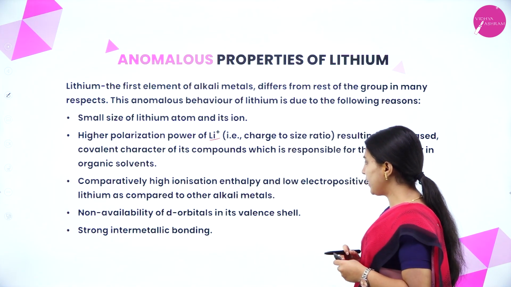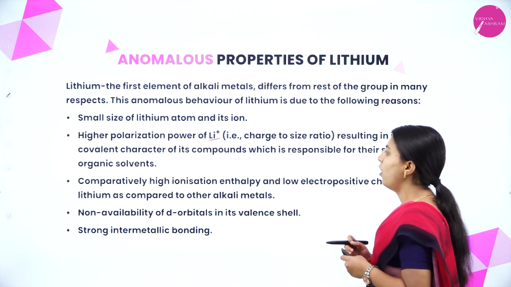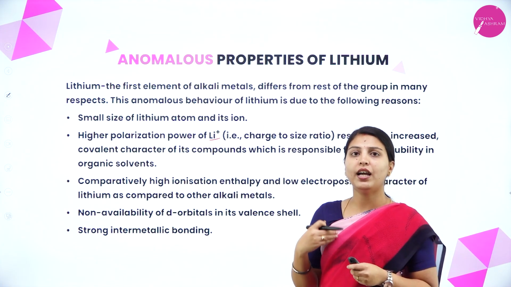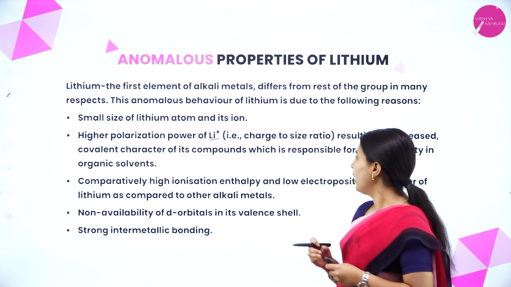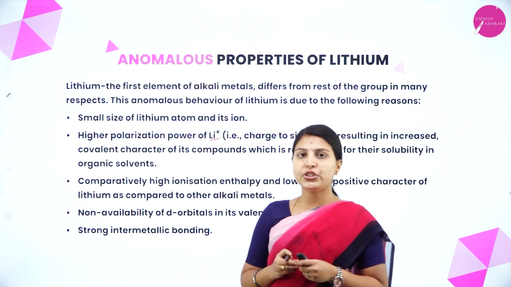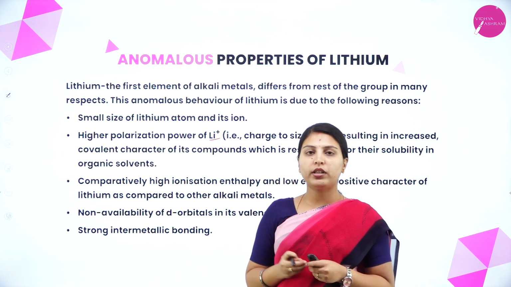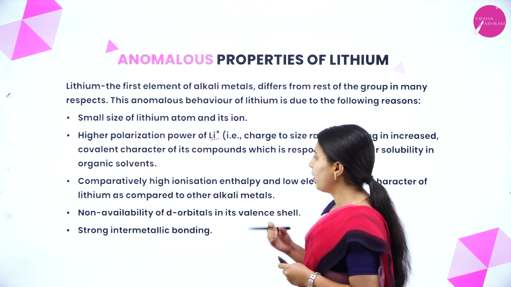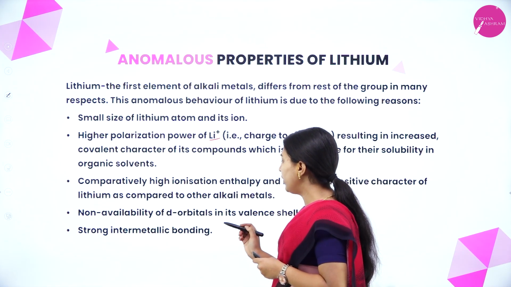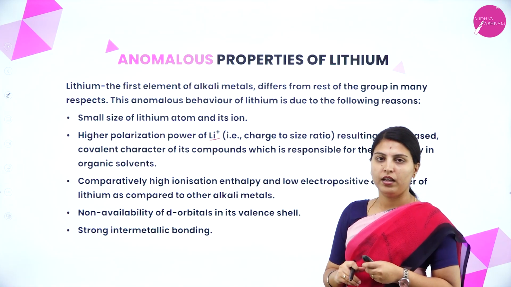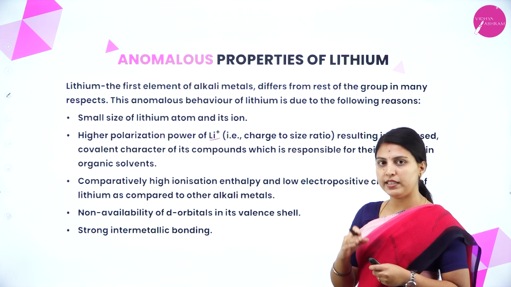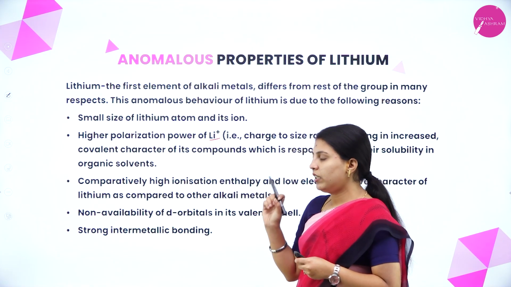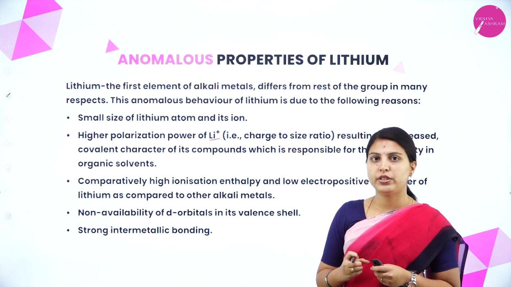Comparatively high ionization enthalpy and low electropositive character of lithium as compared to the other alkali metals. It has high ionization energy and is less electropositive. Usually we say alkali metals have more electropositive nature, but lithium has low electropositive nature. It is one of the reasons. Non-availability of d orbitals in the valence shell. Here d orbitals are not present in the valence shell of lithium. Strong intermetallic bonding. It has intermetallic bonding of much strength.